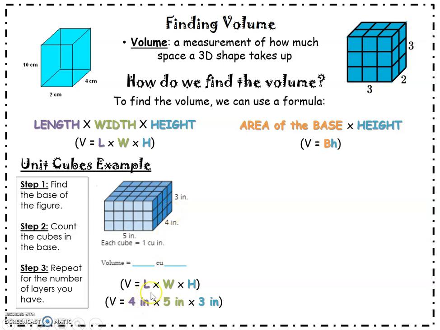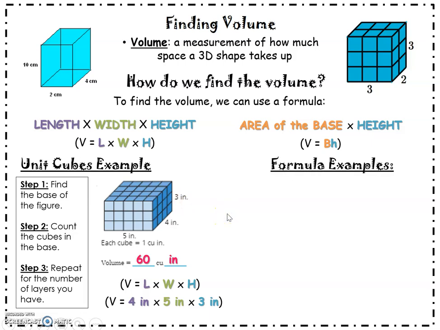So if I multiply that, 4 times 5 is 20, 20 times 3 is 60. I get 60 cubic inches. One way we can label volume is by the letters CU, which means cubic. That just means we've used 3 dimensions: length, width, and height. And then using the label of inches because that's what unit I'm told I'm using here.